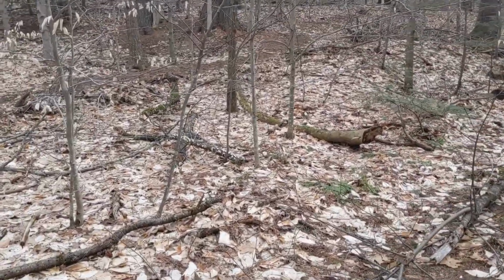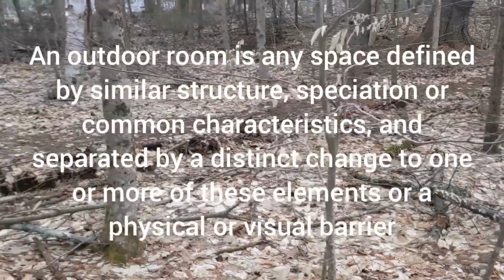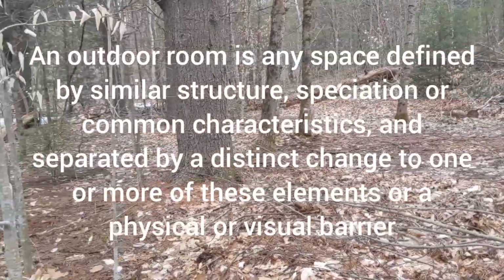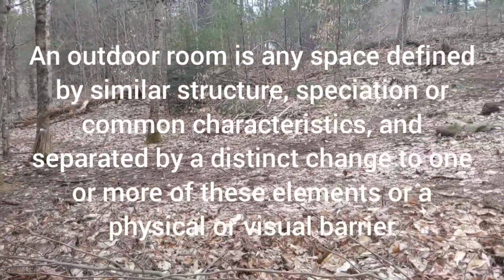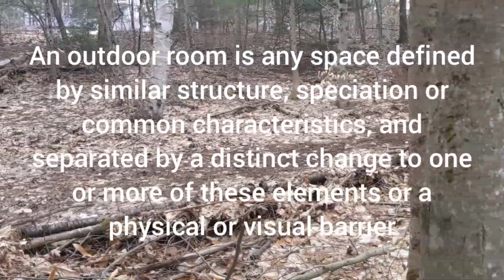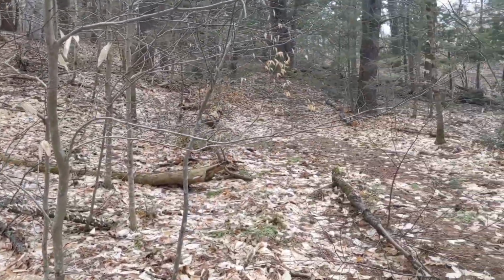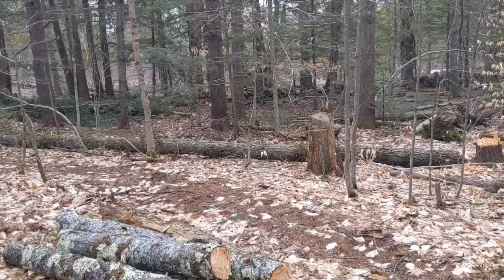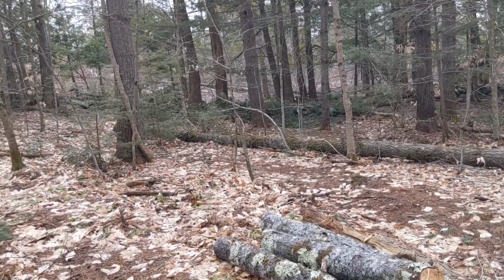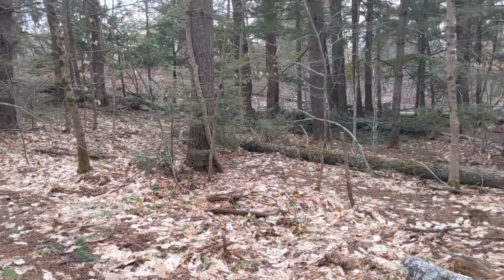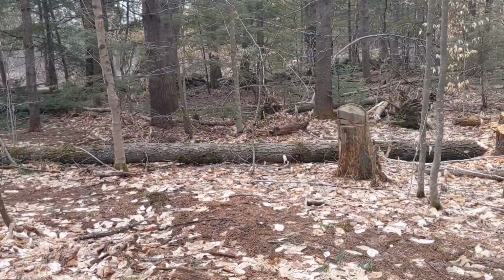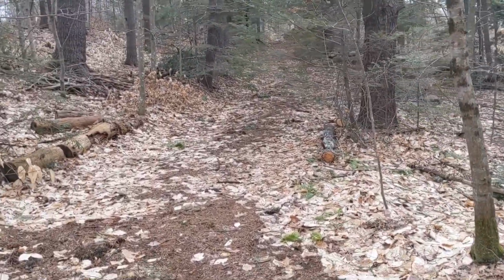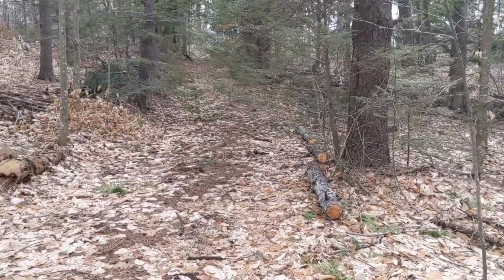We're going to expand on that, and the concept of a room outdoors is any space defined by a change in habitat, character, speciation, or form. We can break these apart by creating artificial walls, intraversable paths, thickets, bushes, and hedges. So, as we're walking through, you would say that this might be equivalent to a hallway in a house.